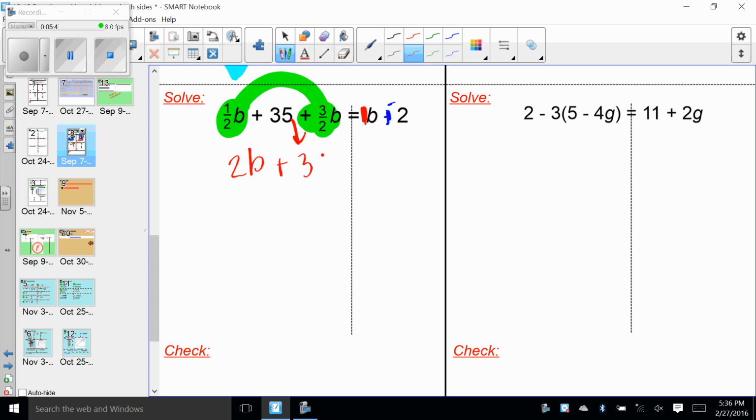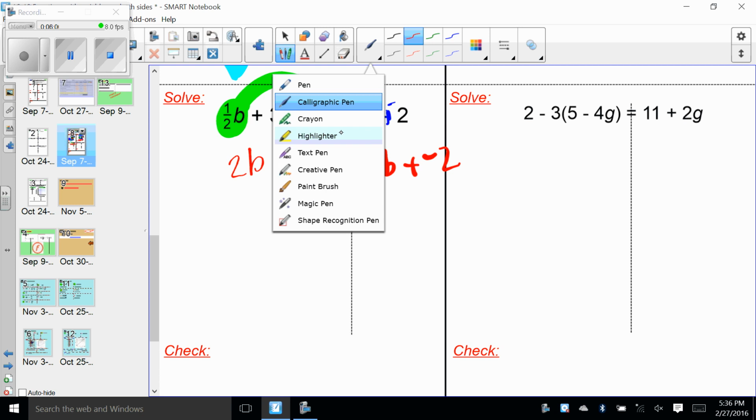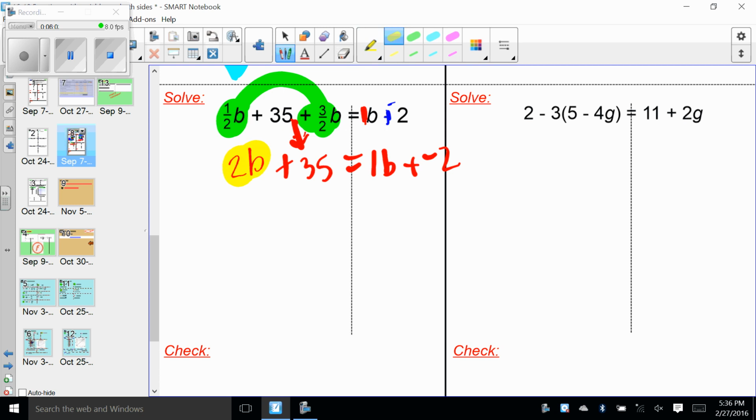If I haven't used it, drag it down. On the right hand side, I have 1b plus -2. Now, smallest variable part moves. My variables are 2b and 1b. The smallest variable is 1b. So I get rid of it by subtracting 1b, copy, paste, do the opposite sign.